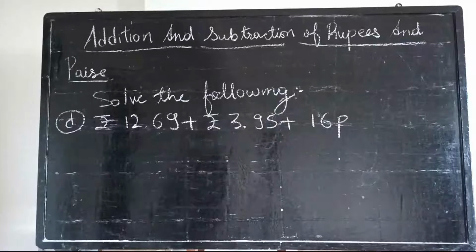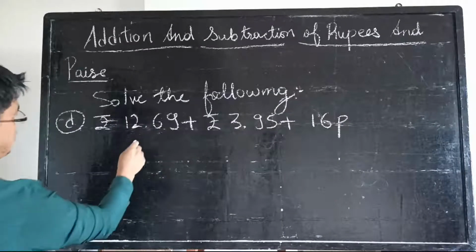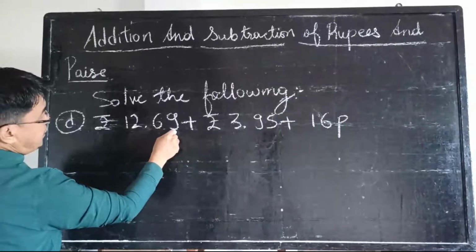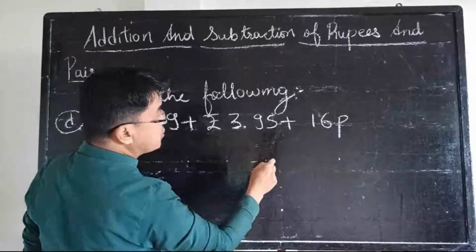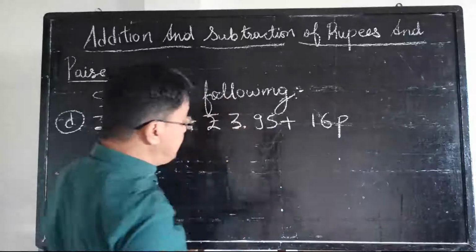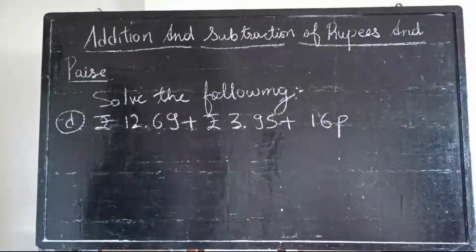Now look at example D. Rupees 12.69 paise plus rupees 3.95 paise plus 16 paise. So now look here.